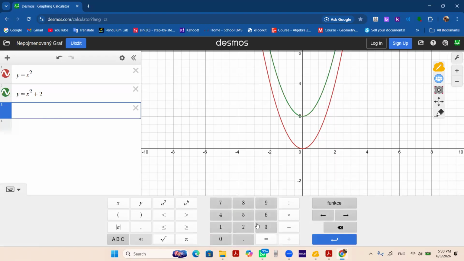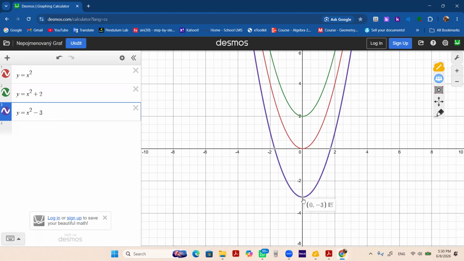And if we write y equals x squared minus 3, it will move down 3 units. So the vertex will be 0 and negative 3. Okay? The number that we add moves the function up, the number that we subtract moves the function down. You understand it? Yeah. So it's transformed up when we add, it's transformed down when we subtract. You understand it, Lion? Yes, sir. Okay.